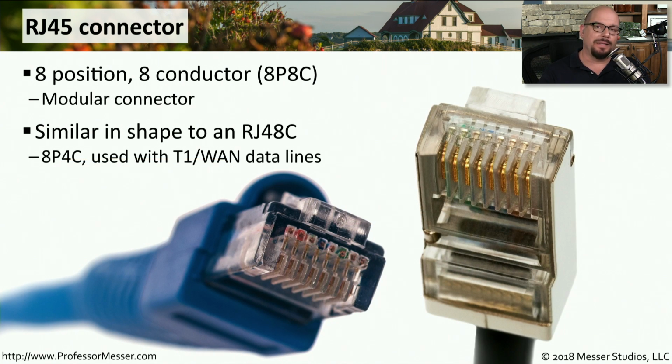A connector that's a little bit wider than an RJ11 is an RJ45. This is the type of connector you commonly see associated with a wired Ethernet connection. This is an 8-position, 8-conductor connection, which means all 8 of those wires are being used inside of that cable. This is also similar to a format you might see called an RJ48C, which has an 8-position, 4-conductor. Those are commonly seen with T1 or wide area network connections.